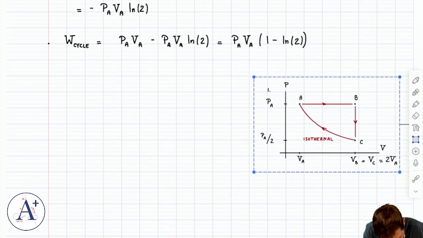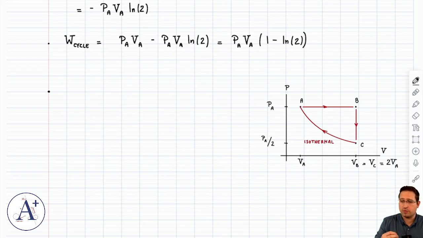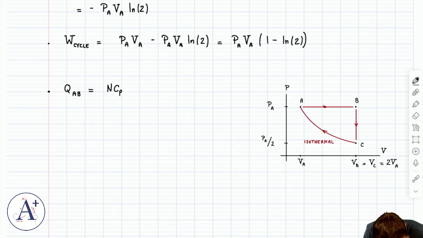Okay, so that's for work. Let's now do the same thing and find Q for each process. Once we've done that, we're only going to keep the positive Q's and we're going to add them together to get Qn. All right, now QAB is what? Well, A to B is an isobaric process. So QAB is going to be number of moles, capital N in this case, Cp delta T, which is Tb minus Ta.